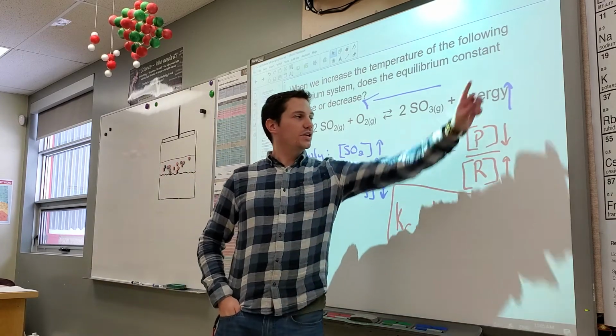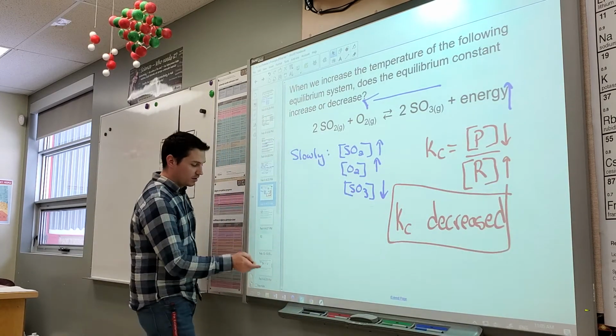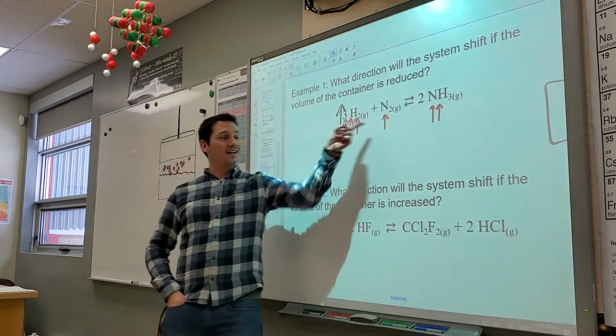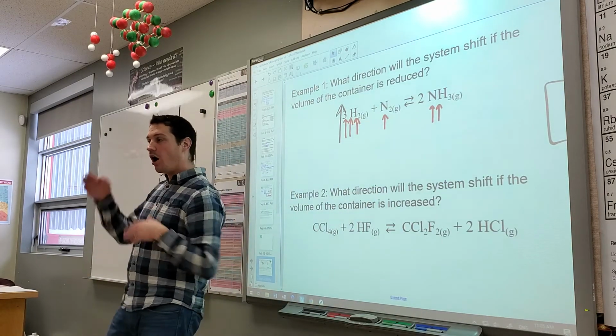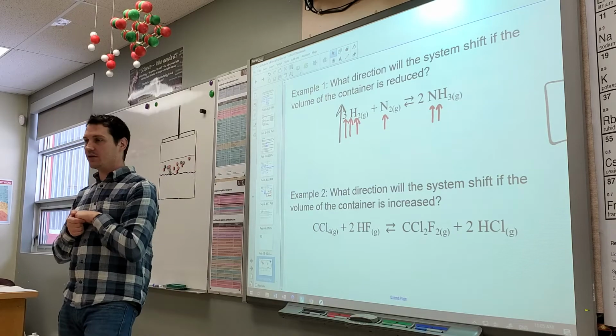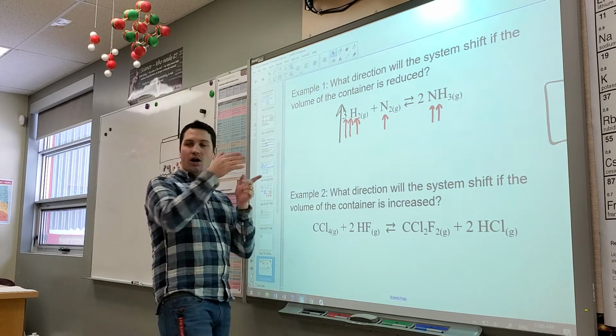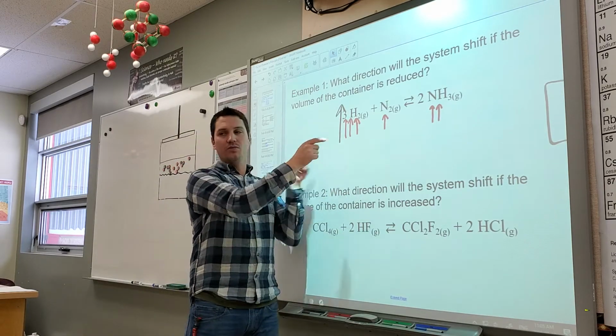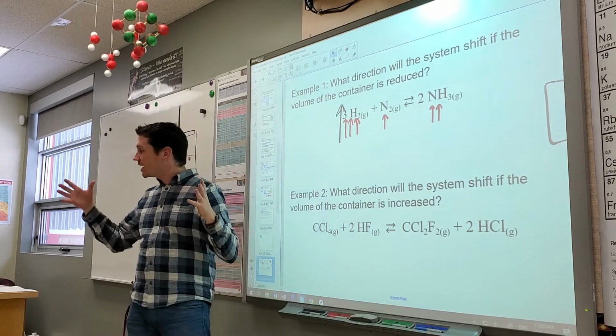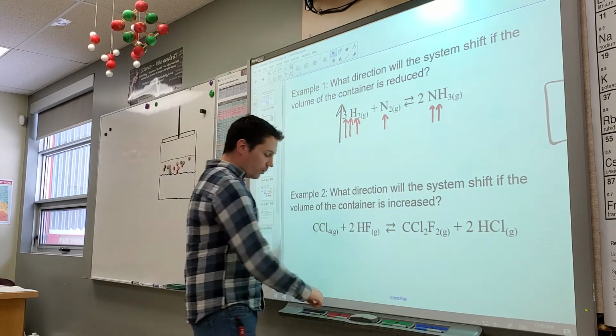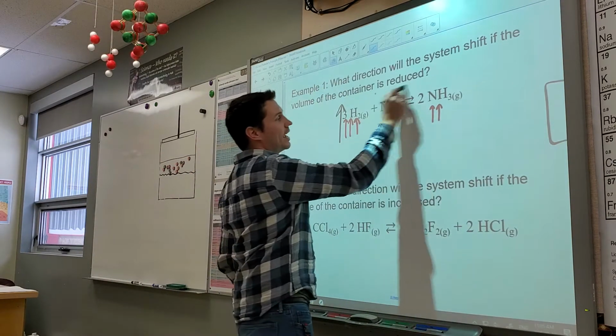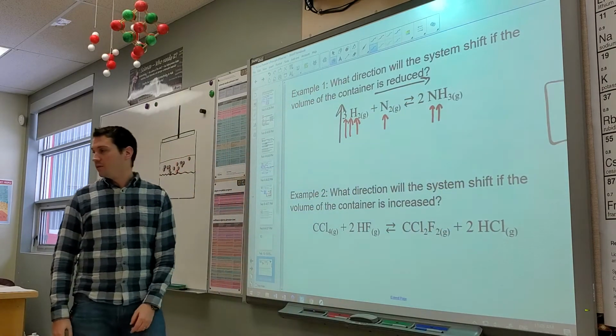We're adding energy, we shift to use it up. Here, we're not adding anything, but all the concentrations are increasing. Because all of them increase, we have to see where the greater change is going to be. So because we increase the reactants more, we shift to the right.